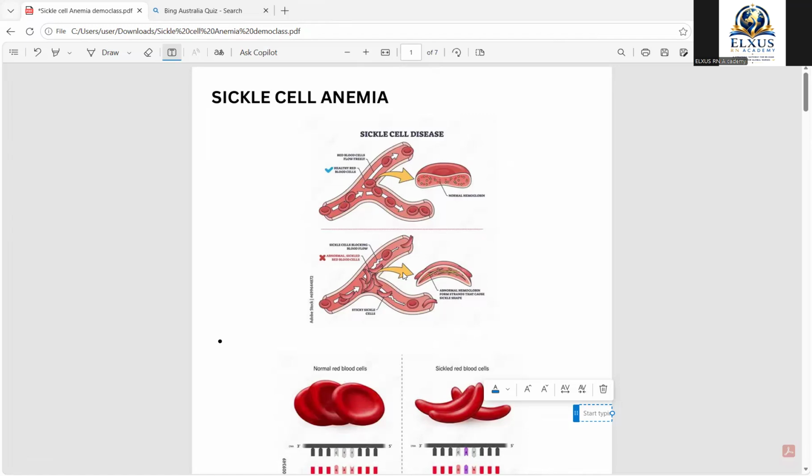From the name itself, anemia means there is a decreased hemoglobin level. But in sickle cell anemia, what happens is that the red blood cells become the shape of a sickle. That means the RBC becomes sickle shaped. That condition is called sickle cell anemia. So how is it happening?